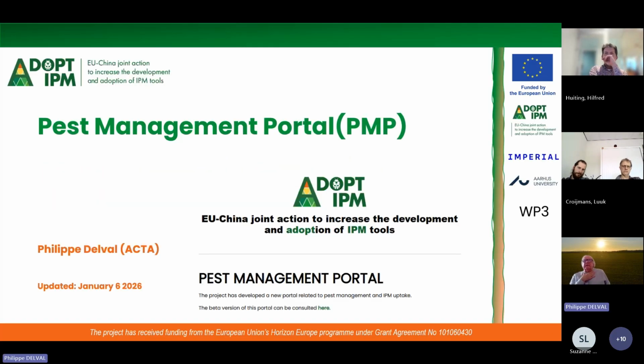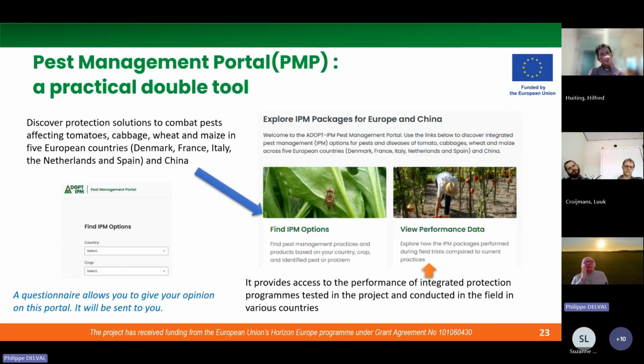All these results will be in a portal developed by CABI, the pest management portal. It's a practical tool where you can find IPM options, selecting your country and your crop, but also view the performance data of all the trials that are in our demonstration network.